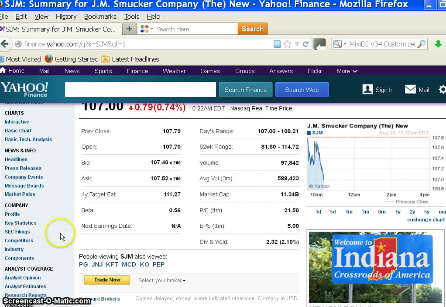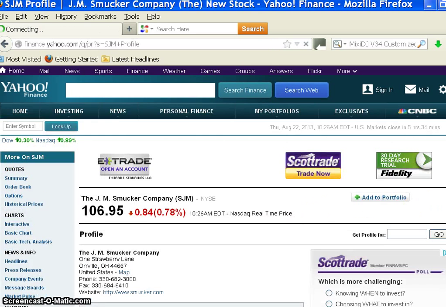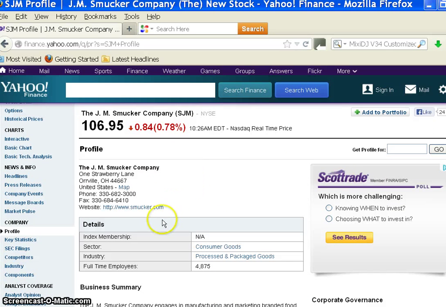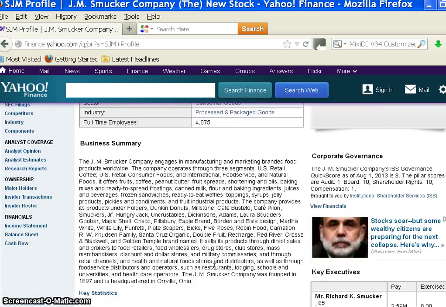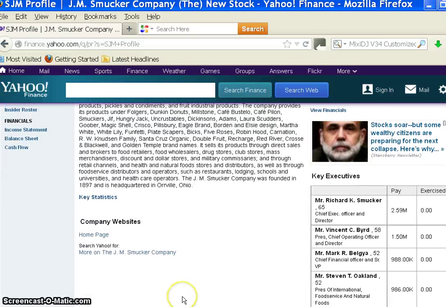If you go over here to the left side, you can click on other links to get more information about your chosen company. If I click on company profile, it will show me where the company is headquartered. It will give me their website, and then it will also tell me what sector the company's in and what industry, as well as the number of full-time employees. And scrolling down, it will also give me a lot of general business information about what the company's primary line of business is. It will also provide me with some other links and information on their key executives.